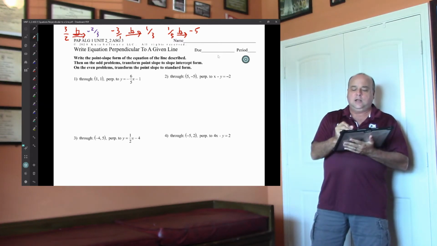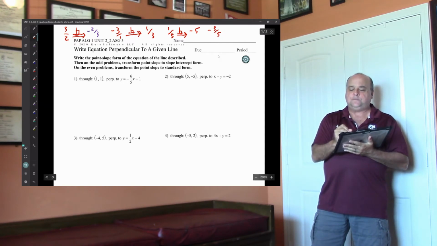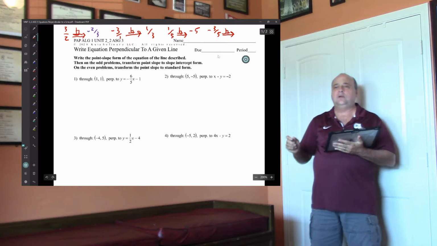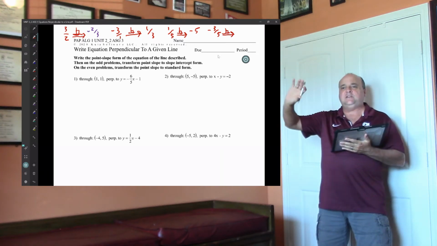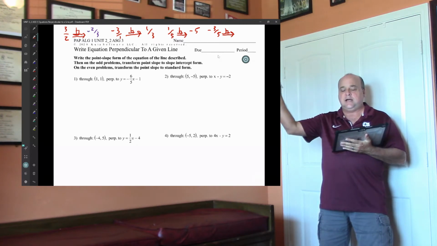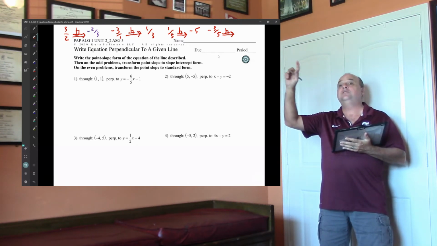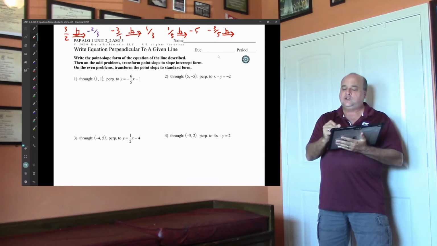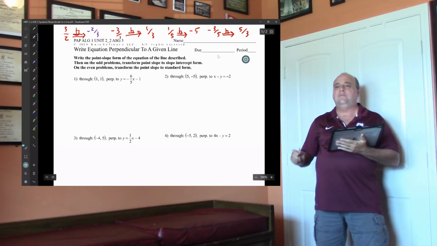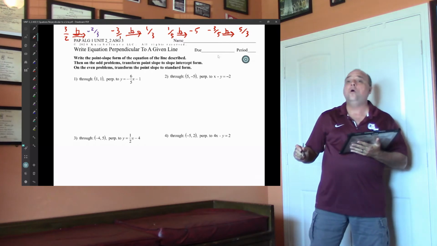One more. Let's do -3/5. If I want a perpendicular slope, draw an arrow, put a perpendicular sign. I'm going to flip that slope and I'm going to switch the sign. So if I flip -3 over 5, I'll get 5 over 3, and the negative turns into a positive. So my perpendicular slope will be 5 over 3.